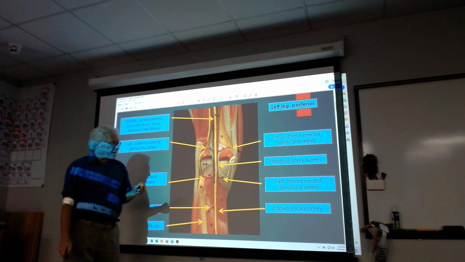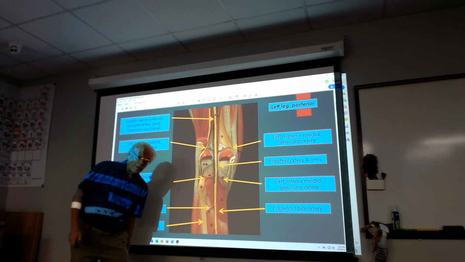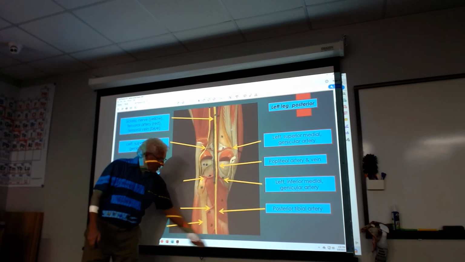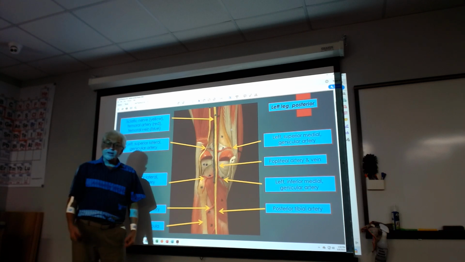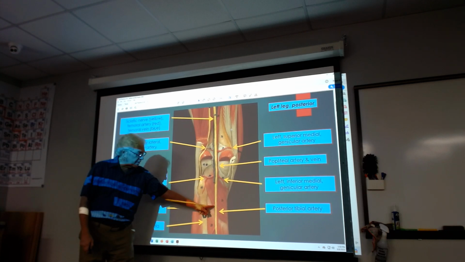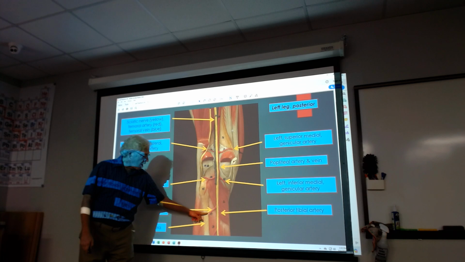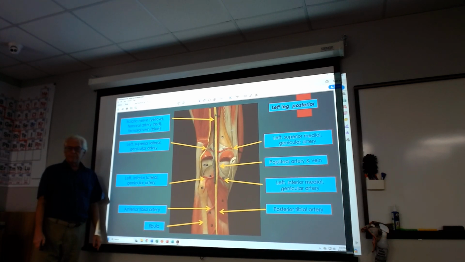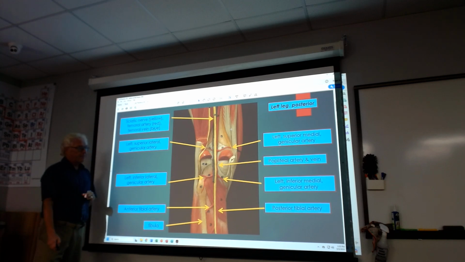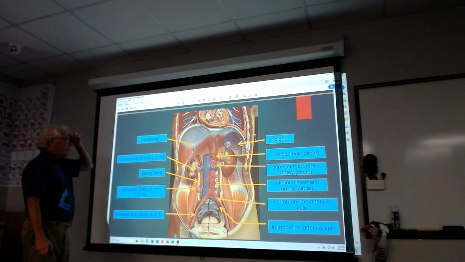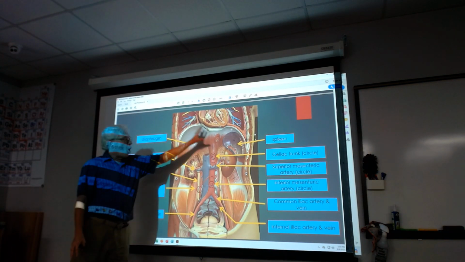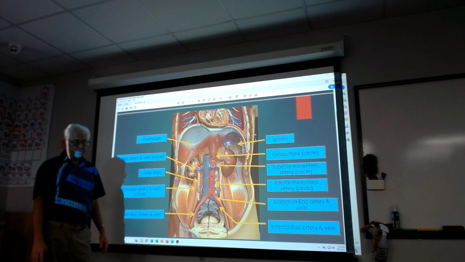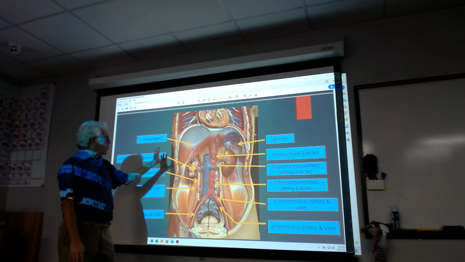Cool beans? Now, if there's a blood vessel going to the back of your tibia, there's got to be one that goes to the front. And there it is. This one branches off and goes to the front of your tibia. All good? All right. Now, let's take a look. We're going to open up the abdominal cavity. All right? And of course, what do we see here?